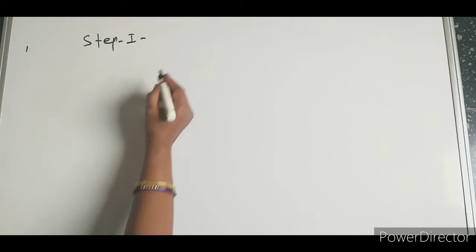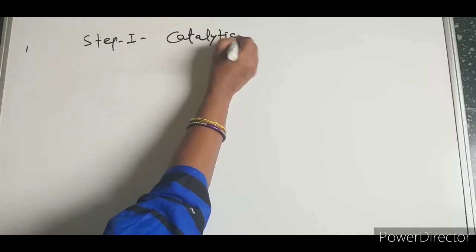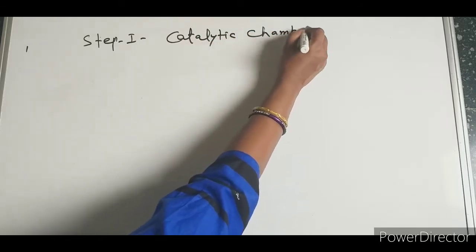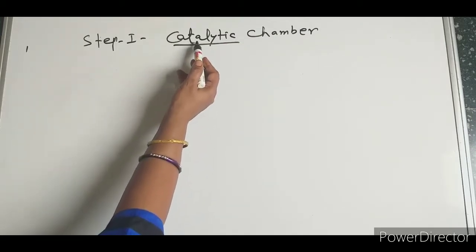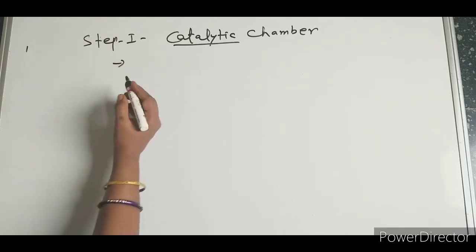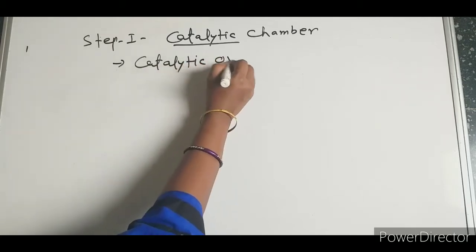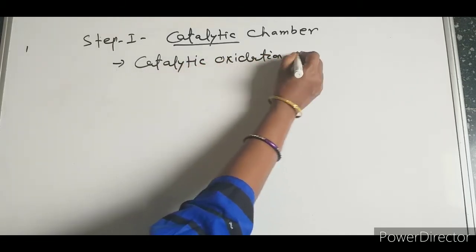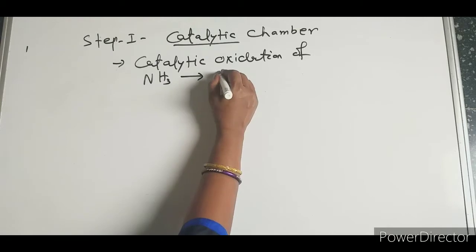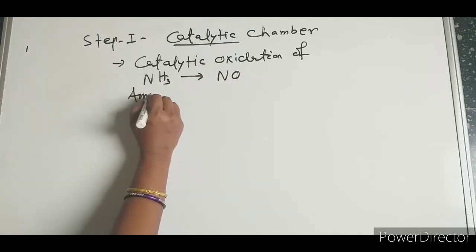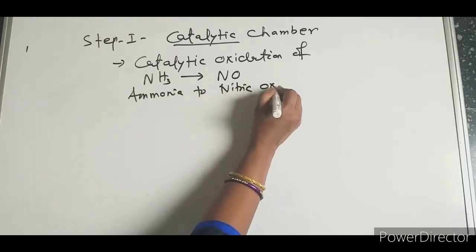So in step 1, that one will be the catalytic chamber. The name itself says it is a catalytic chamber, so it implies a catalyst must be there. What is the work of this one? Here catalytic oxidation of ammonia takes place and it is converted to NO, nitric oxide. So in this step ammonia is converted to nitric oxide.